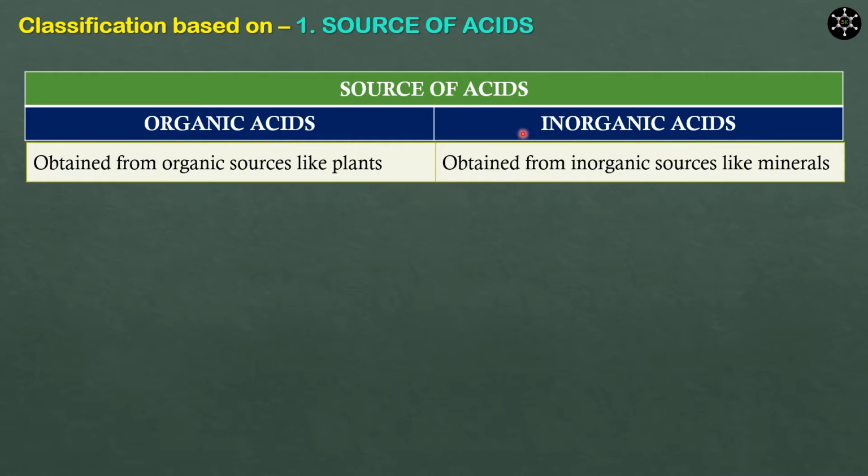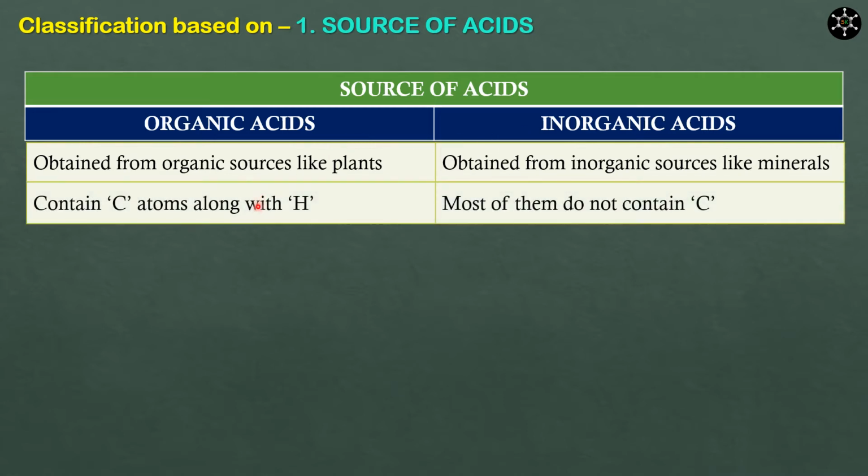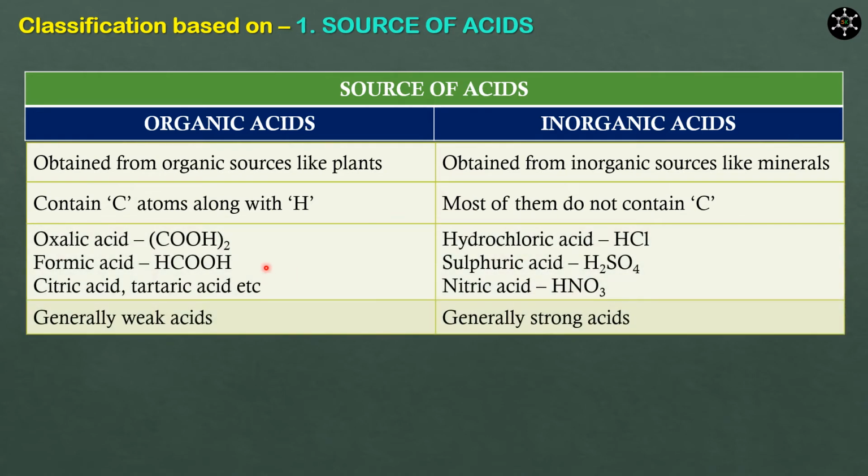Along with hydrogen atom, organic acids contain carbon in it. Most of the inorganic acids do not contain carbon. Few examples under organic acids: oxalic acid, formic acid, citric acid, tartaric acid, etc. Most of the organic acids are weak acids. Under inorganic acids, hydrochloric acid, sulfuric acid, nitric acid are few examples. Most of the inorganic acids are strong acids.